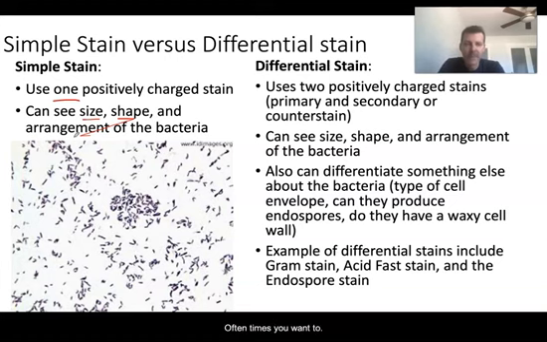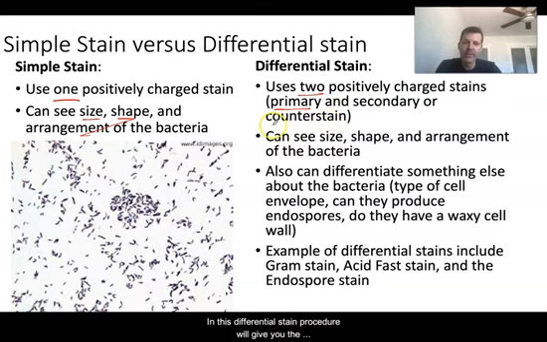But oftentimes you want to learn something about the bacteria at the same time. So a differential stain is going to use not one dye, but rather two positively charged dyes. That's one of the major differences: one dye versus two dyes. Because there are two dyes, you don't use them at the same time. You use one stain first, that's called the primary stain. And then the second stain is going to be called either the secondary or the counterstain.